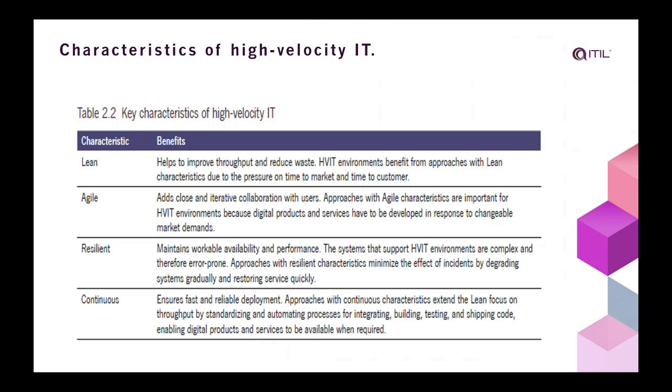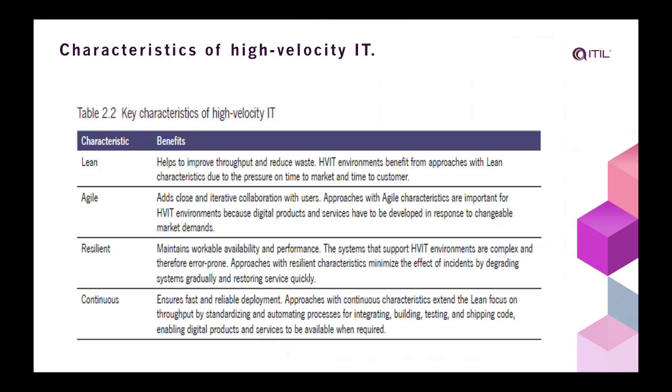It's important to note here that high velocity IT is not just about continuous, fast, reliable deployment. It's not only deployment. We'll talk about that more as we go through, but it's along the whole thing. It's about how you design your systems, and we'll talk about that later. A lot of times it's seen as just the development stage and reliable deployment. It's not only about that. So these are the four characteristics of high velocity IT.